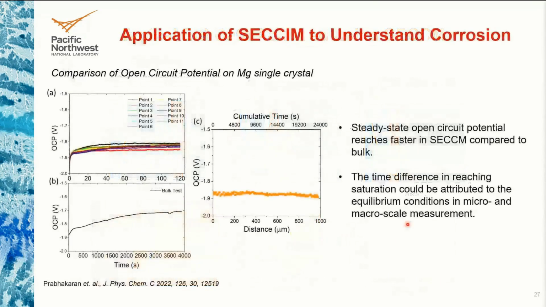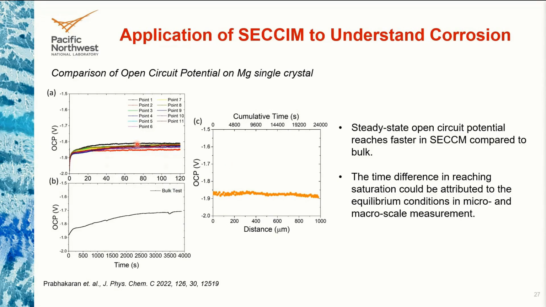I will quickly show how we use the EEIS data, after combining SECCM with EEIS, for corrosion activity on different surfaces. First, we started with the magnesium single crystal because we wanted to compare the response of the SECCM tip in a bulk measurement with the response measured locally.